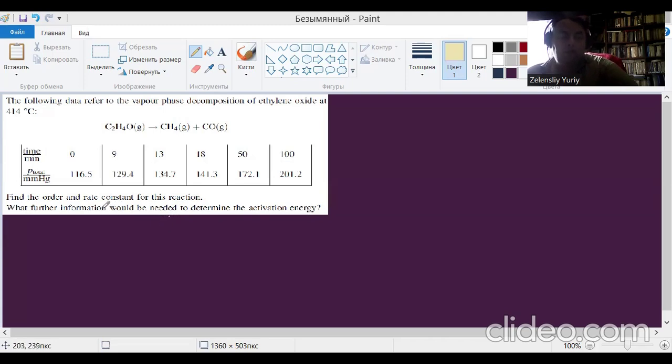The first question is to find the order and the rate constant of this reaction, and the second question is what else we should know in order to be able to determine the activation energy. So I can answer the second question immediately, because in order to get, okay, let's do it one by one.